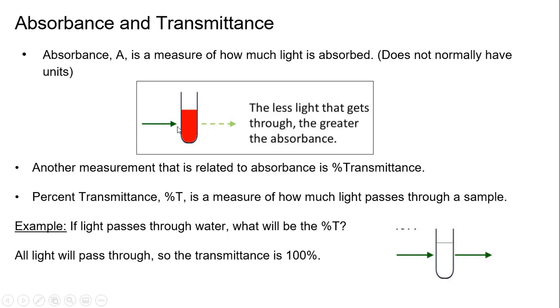And here's an example. You see the arrow will go through and it'll detect how much of the light will be absorbed in the solution. The less light that gets through, the greater the absorbance. Another measurement that is related to absorbance is percent transmittance. Percent transmittance is a measure of how much light passes through a sample. So absorbance is interested in how much is absorbed, and percent transmittance is how much is passed through the solution. An example: if light passes through water, what will be the percent transmittance? All light will pass through, so the transmittance is 100%.